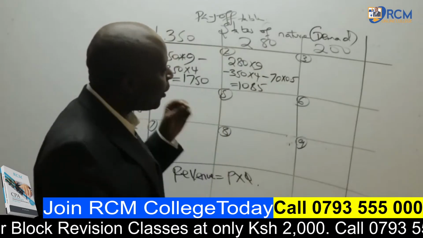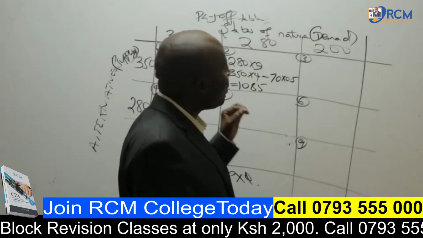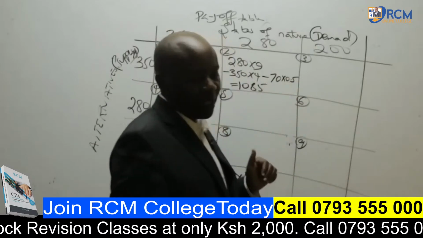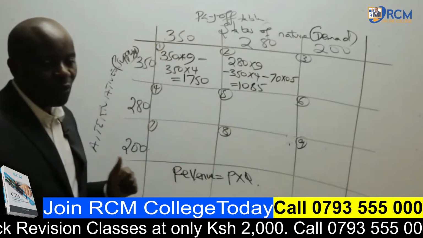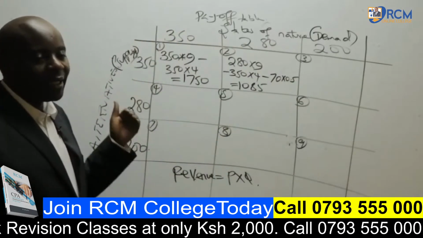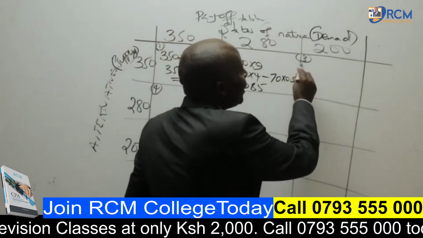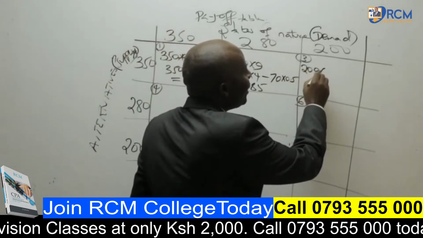So in scenario number 3, we are asking ourselves, what if we supply 350, but the demand is 200? In that case, I can see myself selling 200 at 9, right?